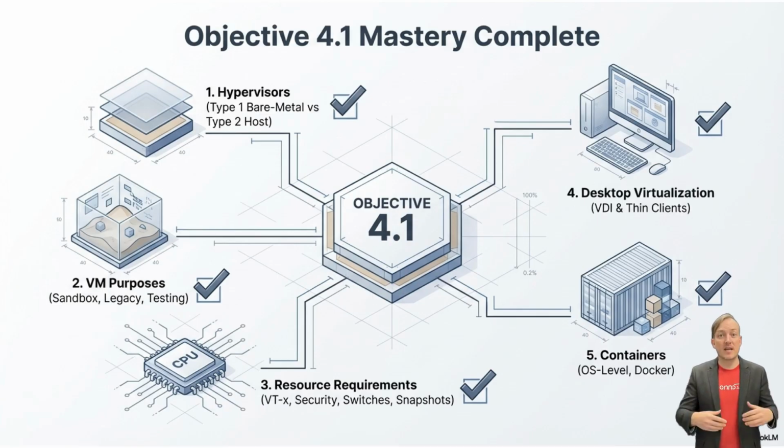That brings our Objective 4.1 mastery to a close. We reviewed hypervisors, distinguishing between Type 1 bare metal and Type 2 hosts. We looked at VM purposes like sandboxing and legacy testing, and discussed critical resource requirements including VT-x, security, switches, and snapshots. We then finished up with desktop virtualization using VDI and thin clients, alongside OS-level containers like Docker.